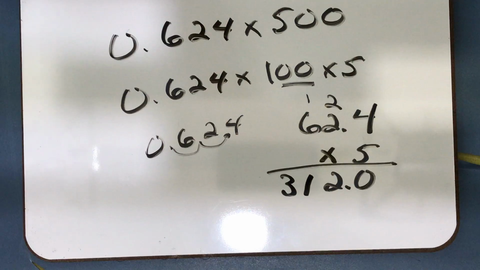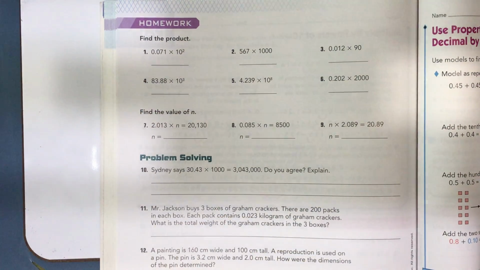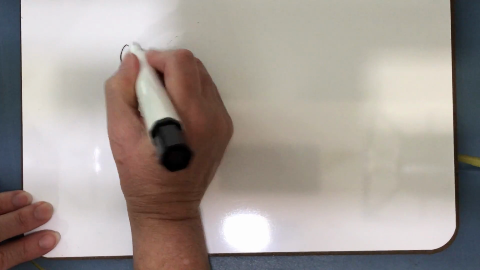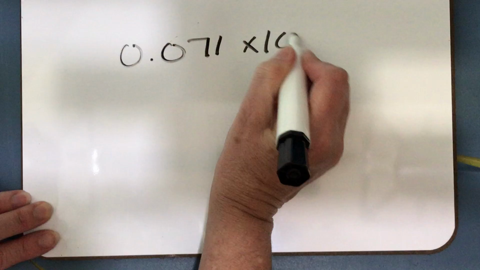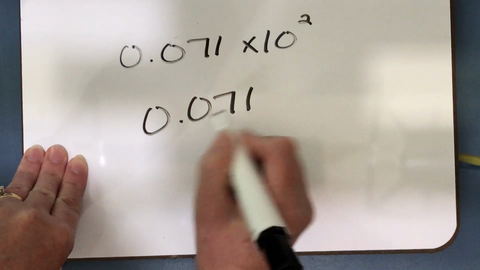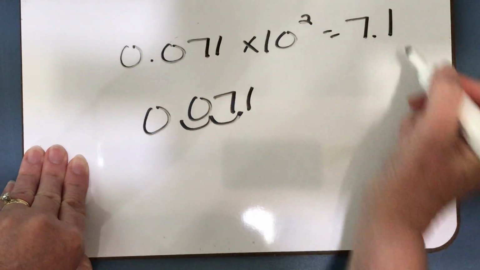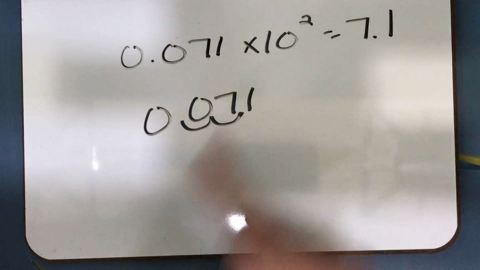So it equals 312. Okay, so now I want you to turn to page 196, because this is the page that you're going to do. It's just like the problems we just did on 195. So you're going to do 1 through 10. Okay, so you just need to multiply. So I'll do a couple examples. Number 1 is 71 thousandths times 10 to the second. Okay, our exponent is 2, so you have to move your decimal point 2 places. So you have 1, 2. So your decimal point goes after the 7. So that equals 7 1/10.